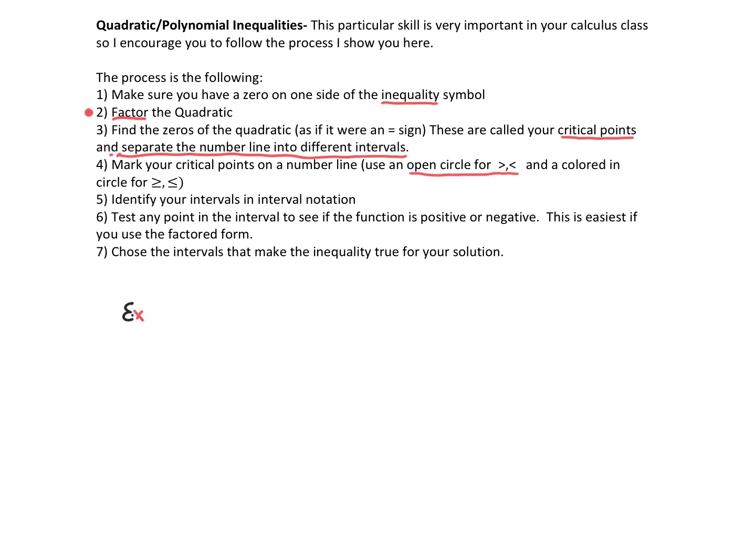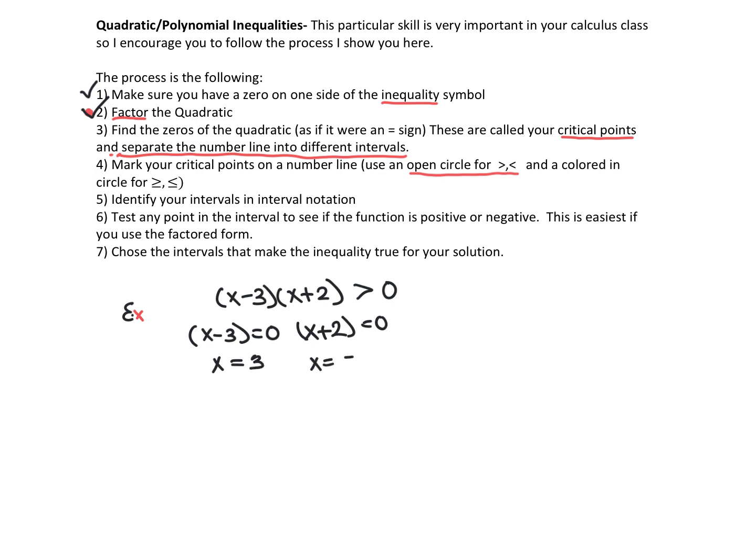I'm going to start with (x - 3)(x + 2) > 0. In this particular case, we do have a 0 on one side of the inequality, and it is already factored. If this were an equal sign, I would use the zero product property and say either x - 3 = 0 or x + 2 = 0. I would get my two zeros, x = 3 and x = -2. These are my critical points.